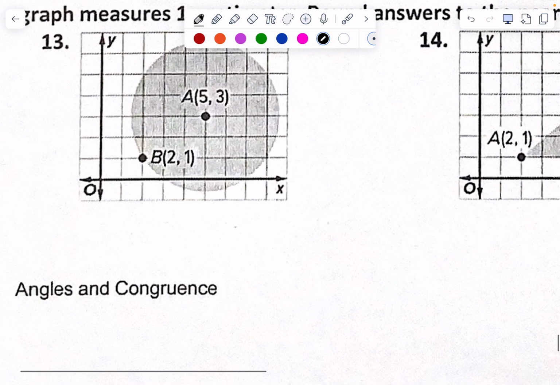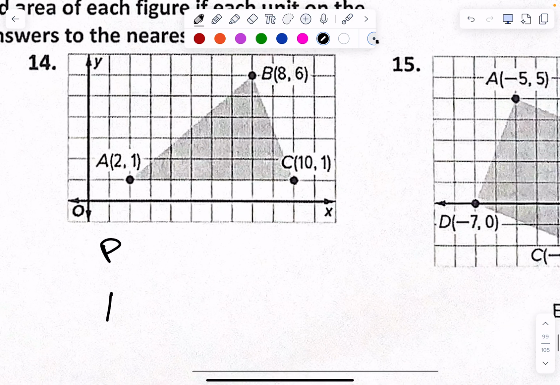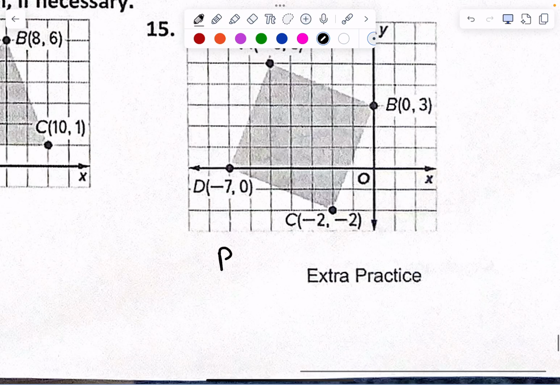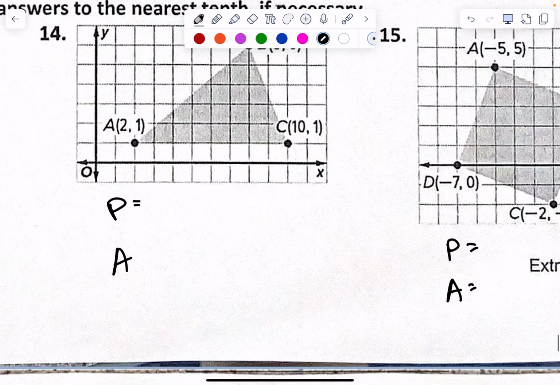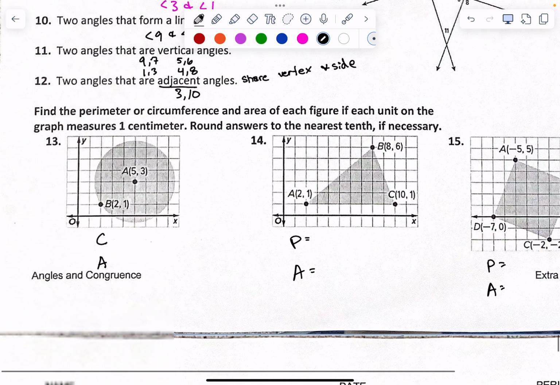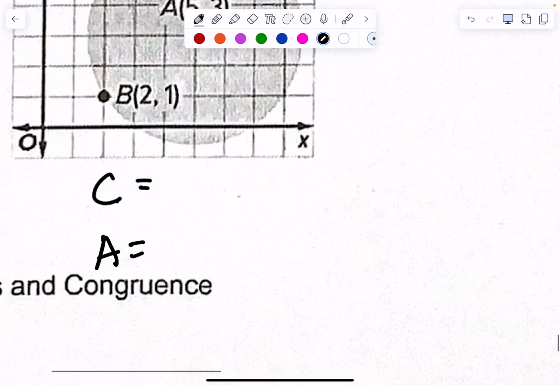Because this is a circle, we're doing circumference and area. Here we're doing perimeter and area. Here we're doing perimeter and area. These are the shapes that you have to have memorized. You can do it. How do you find circumference of a circle? 2 pi r.